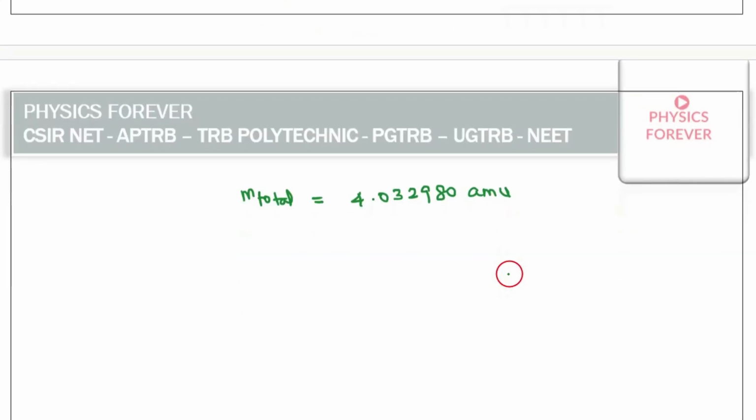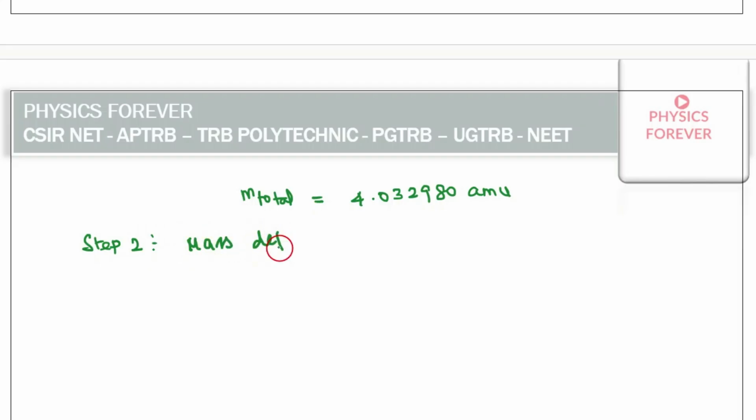Okay, so next step 2, mass defect. For mass defect, delta m is equal to total mass of the nucleon masses.